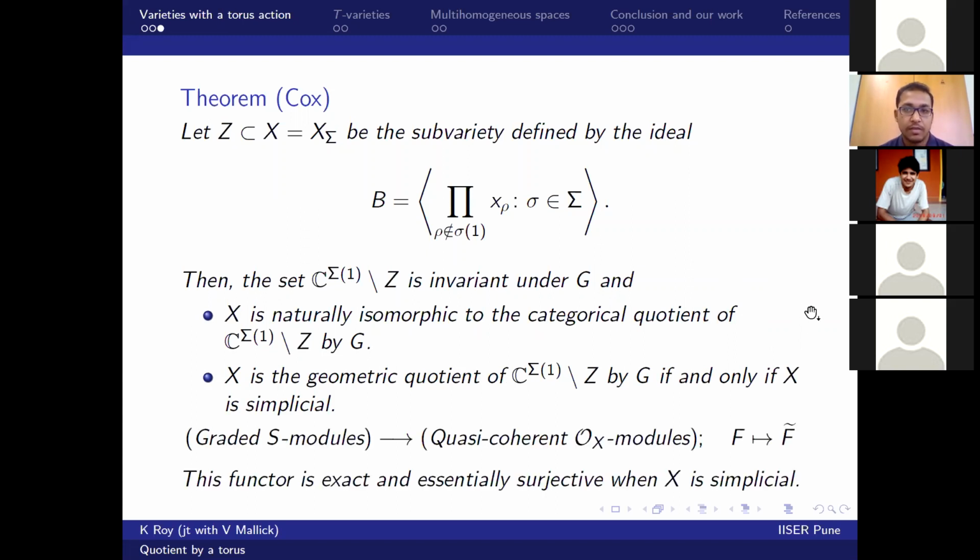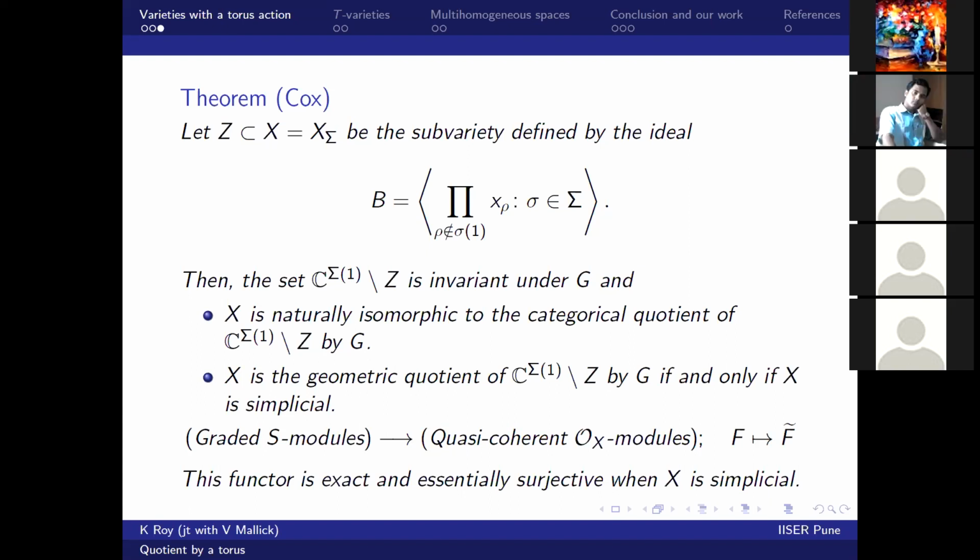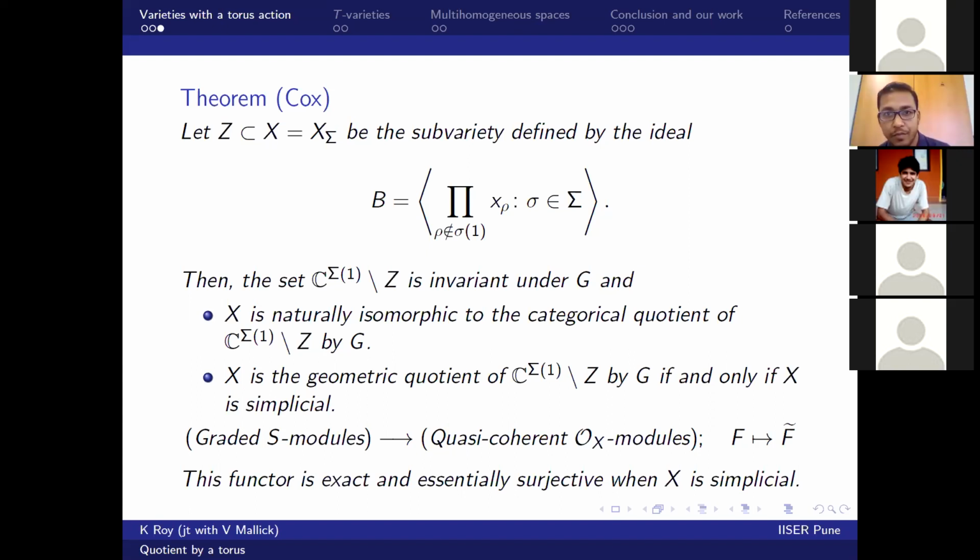And one more thing is that once you have this correspondence, that simplicial toric varieties are coming from a ring, mimicking the Proj construction for ordinary projective spaces, you can talk about whether the coherent sheaves or quasi-coherent sheaves on this toric variety are coming from modules over that ring S. And that happens also. So here we have that graded S-modules correspond to quasi-coherent O_X-modules, and this functor is exact and essentially surjective when X is simplicial. So we have this nice analogous result for simplicial toric varieties.